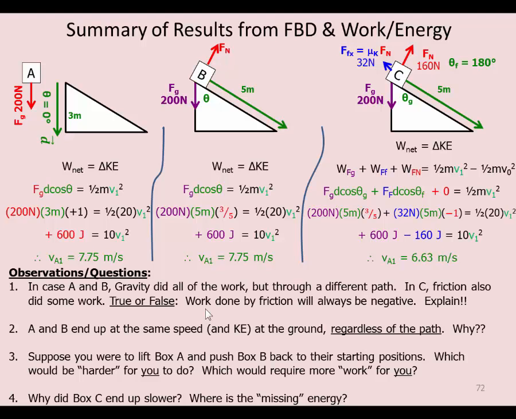Second question. A and B, we saw, ended up at the same speed and the same kinetic energy down, regardless of the path. Can you explain why that happens?